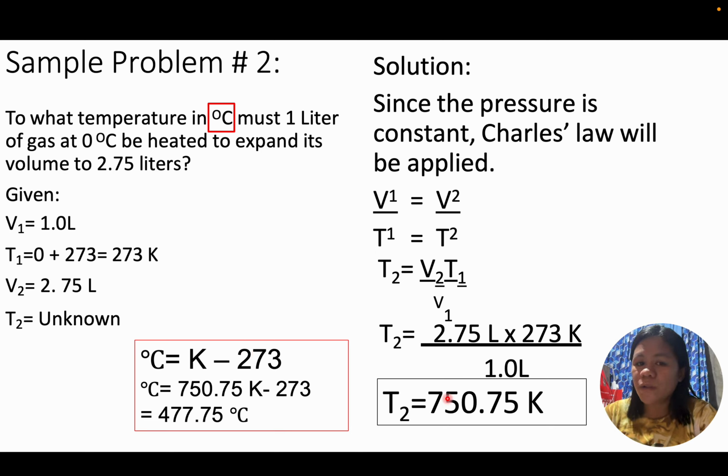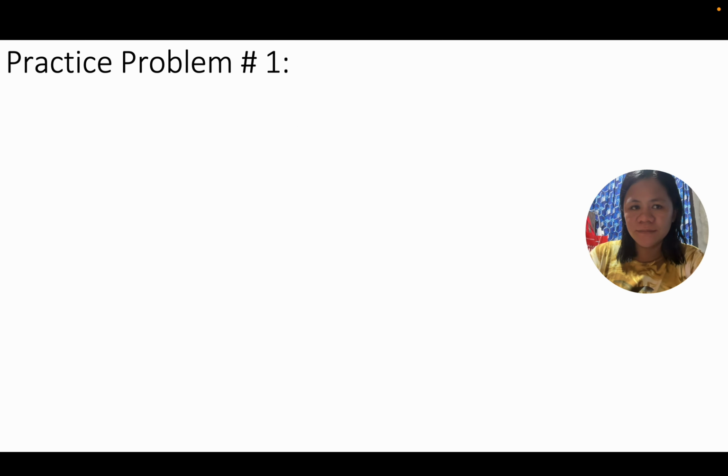Since we have our T2 value of 750.75 in Kelvin, we just subtract 273, and our final answer is 477.75 degrees Celsius. So this is not the final answer, but this one: our T2 is 477.75 degrees Celsius. Again, the question asks for the temperature in degrees Celsius. I hope you got that.